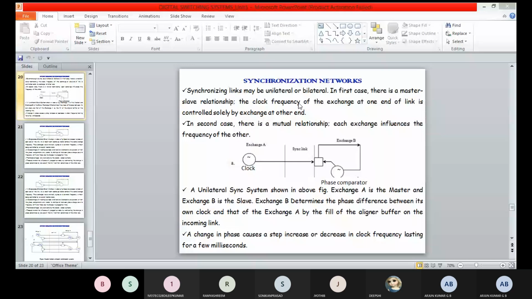In the first case, there is a master and slave relationship, and the clock frequency of the exchange at one end of the link is controlled by the exchange at the other end. In the second case, there is a mutual relationship; each exchange influences the frequency of the other. Up to this, we discussed in the previous class. Now we are on to what we mean by synchronization, what we mean by unilateral synchronization. We will discuss that today.